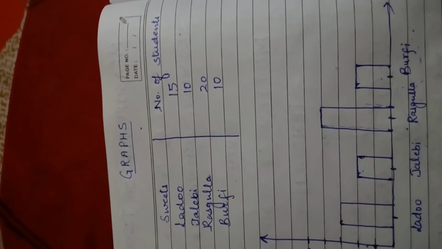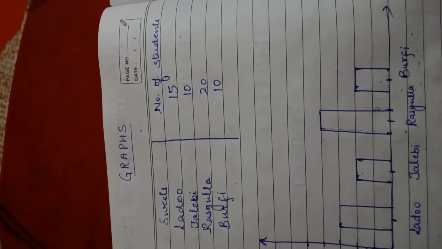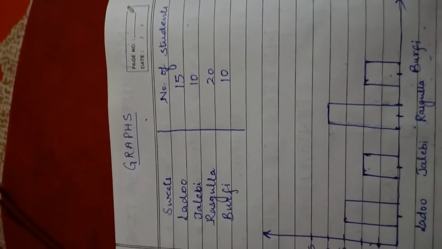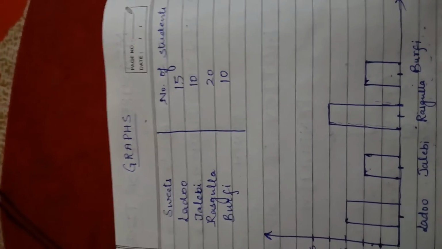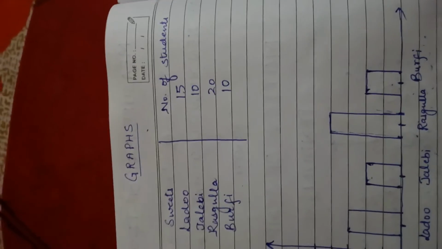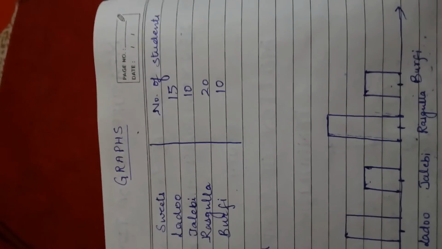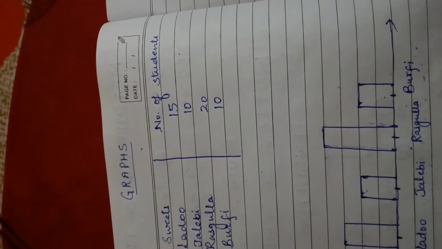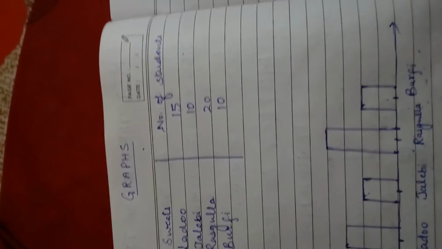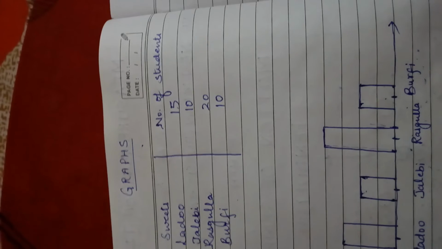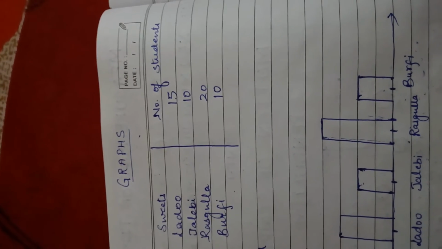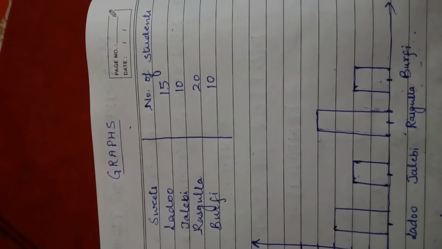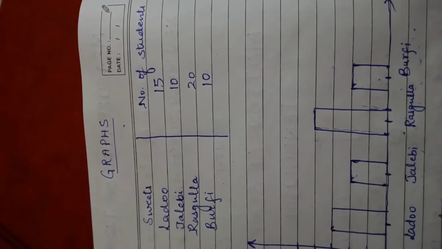Suppose your class teacher asks all the students which sweet is liked by students. One student says that he or she likes laddu, another says that he likes jalebi, the next one says that he or she likes rasgulla, and the next one also says that he likes laddu. In this way the data of 50 or 60 students becomes very clumsy to understand, and to interpret some information from this becomes very complex.